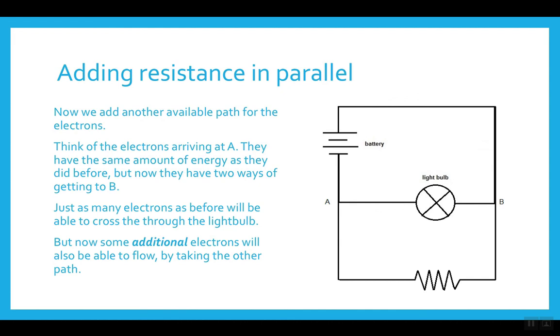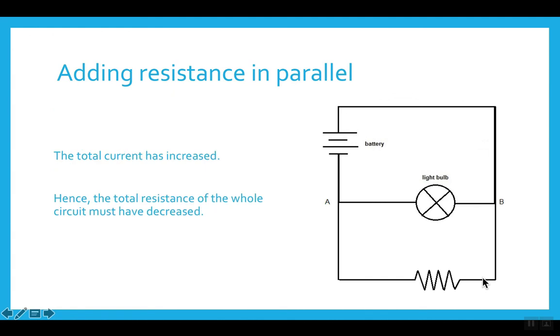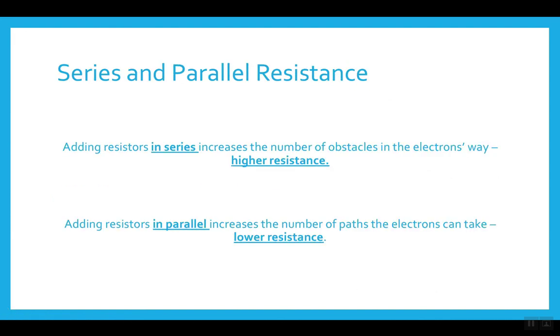We've got some additional electrons that are able to flow, taking the other path. So the same number are going to go through our light bulb, but more of them can flow around the circuit because they can flow around the other way through our resistor. Right? So they can either go this way or they can go this way. So our total current has increased because they've got two paths. We're not stopping any going through the light bulb. We're not taking away from that, but then we're going through the resistor. So the total resistance of the whole circuit must have gone down.